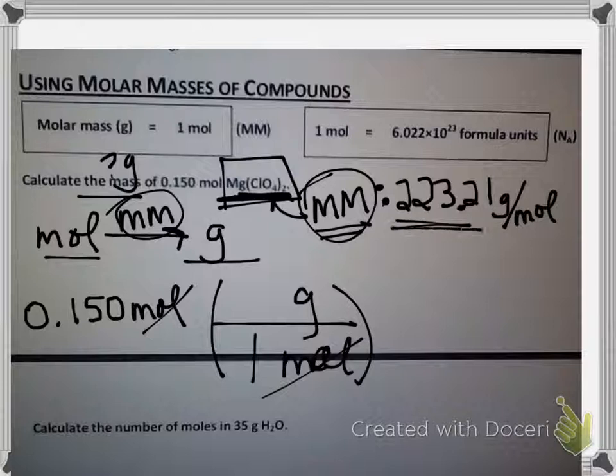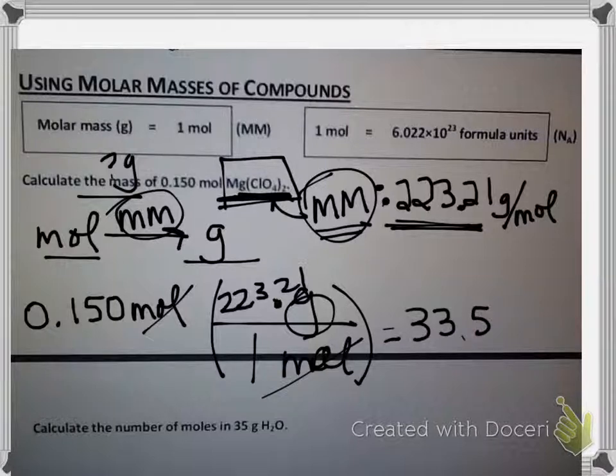Well, it's given to us this time. It's 223.21 grams. Alright, so now I just multiply. If I have 0.15 of a mole, then I have 0.15 of the grams that it weighs. So what's 0.150 times 223.21? My unit left is a gram. I get 33.5 grams. That's how much that many moles of magnesium perchlorate weigh.